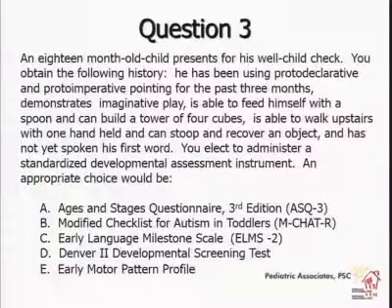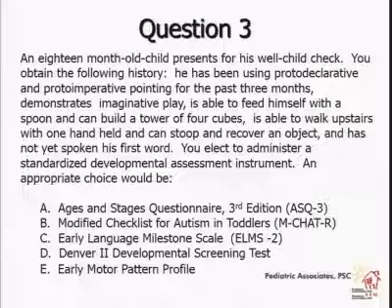Question 3, an 18-month-old child presents for his well-child check. You obtain the following history. He has been using proto-declarative and proto-imperative pointing for the past 3 months, demonstrates imaginative play, is able to feed himself with a spoon and can build a tower of 4 cubes, is able to walk upstairs with one hand held and can stoop and recover an object, and has not yet spoken his first word. You elect to administer a standardized developmental assessment instrument. An appropriate choice would be A, the Ages and Stages questionnaire, B, the MCHAT autism screen, C, ELMS early language milestone scale, D, the Denver, or E, the early motor and pattern profile.